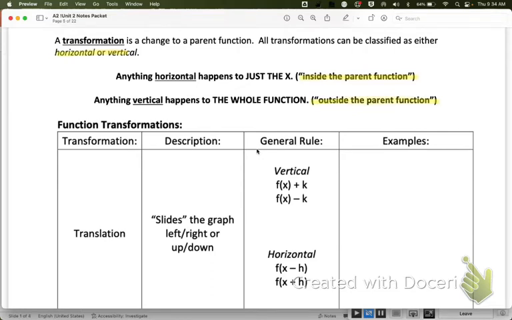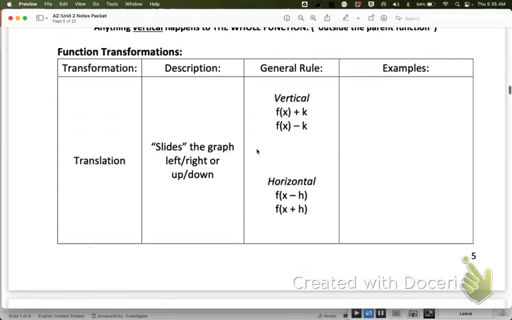So another way to think about this, horizontal transformations that happen just to the x, they change the input of the function, okay? Anything vertical that happens to the whole function, because it affects the whole function and not just the x, it's going to change the output of the parent function, okay? And so that's a thing to keep in mind. So I'll show you what we mean by inside versus outside when we look at this rule.